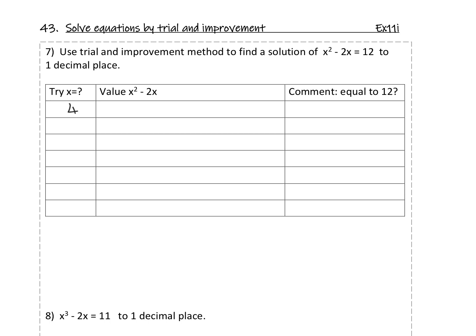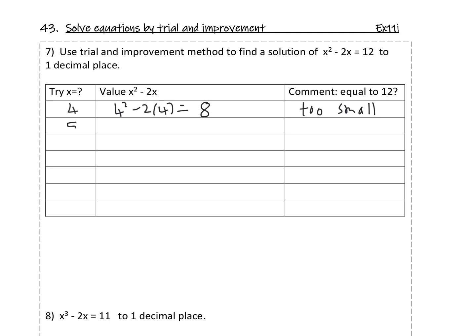The left hand side is what you're trying. The middle would be your method, and then what actually the answer is. So 4 squared is 16. Take away 2 4s, which are 8. 16 take away 8 gives you 8. The right hand side then is the comment. This expression, x squared minus 2x, should be equal to 12. It's only equal to 8 when x is 4, so that's too small. Your comment is that it's too small and I'd want to choose a larger value.